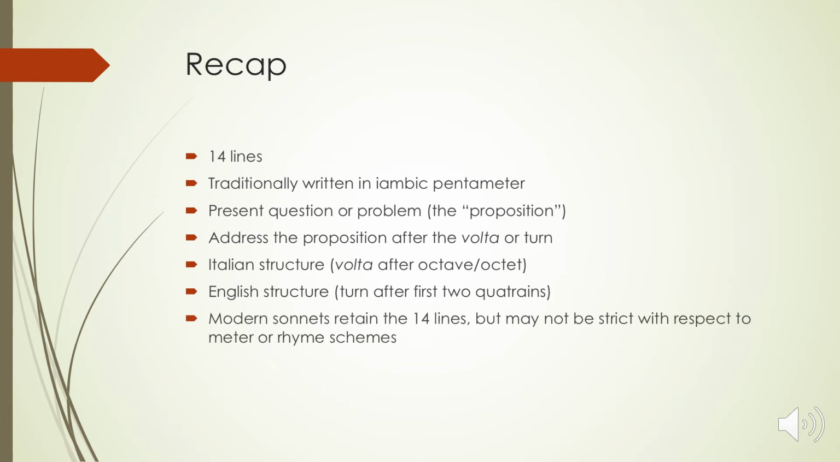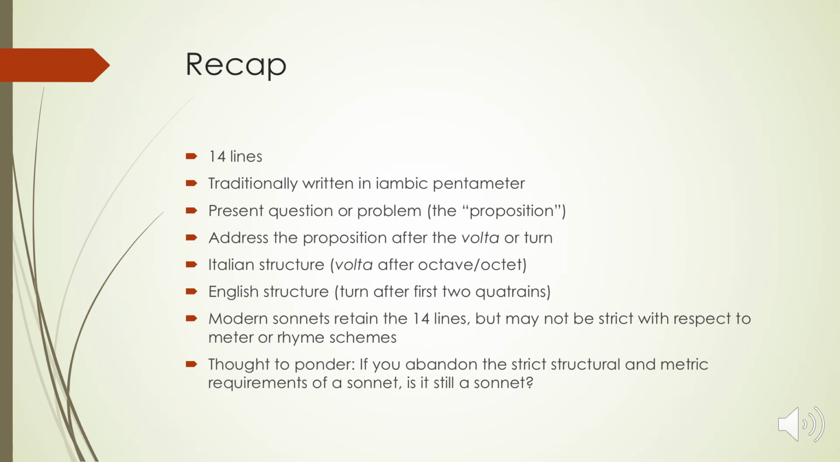Modern sonnets retain the 14-line structure, but may not be strict with respect to meter or rhyme schemes. This presents a thought to ponder. If you abandon the strict structural and metric requirements of a sonnet, is it still a sonnet? Billy Collins, the poet, has written a somewhat meta-sonnet. It is a sonnet that is called Sonnet, in which he speaks about sonnets, and perhaps he can answer this question best for us.